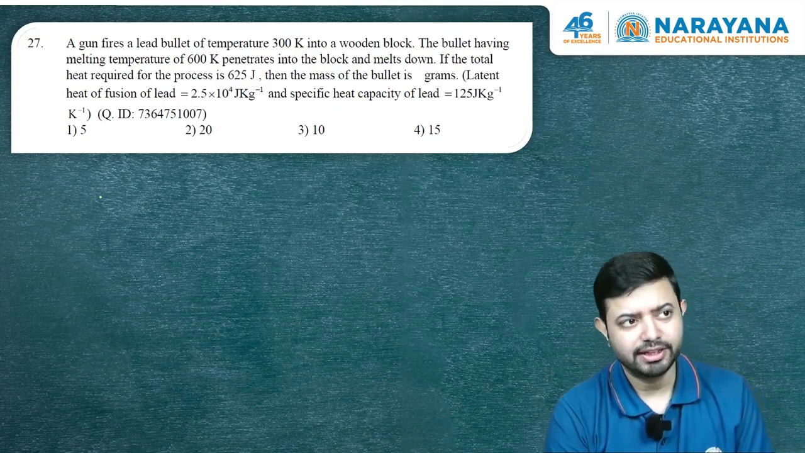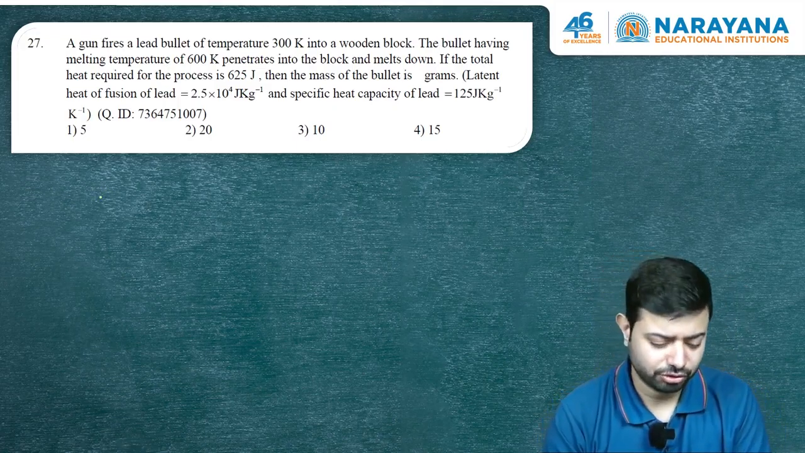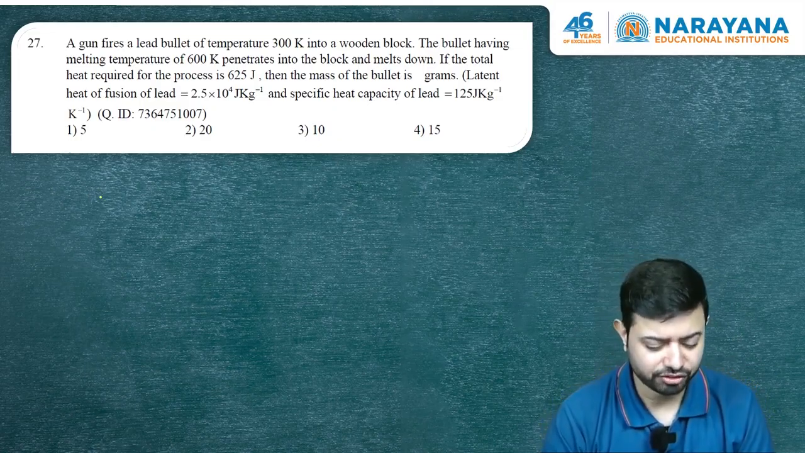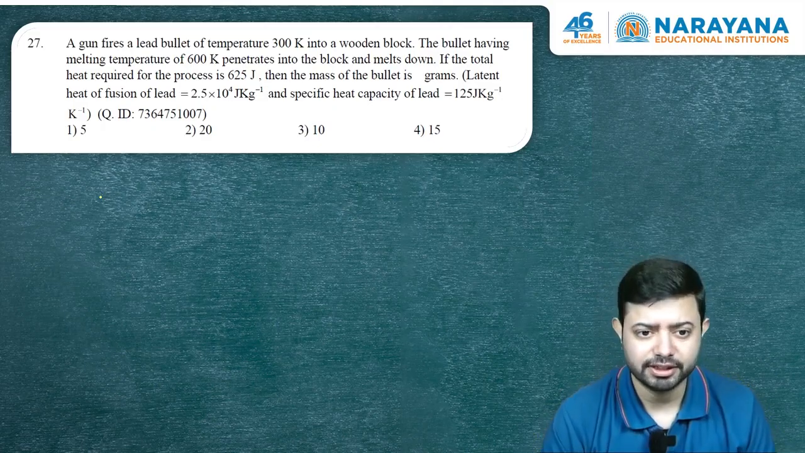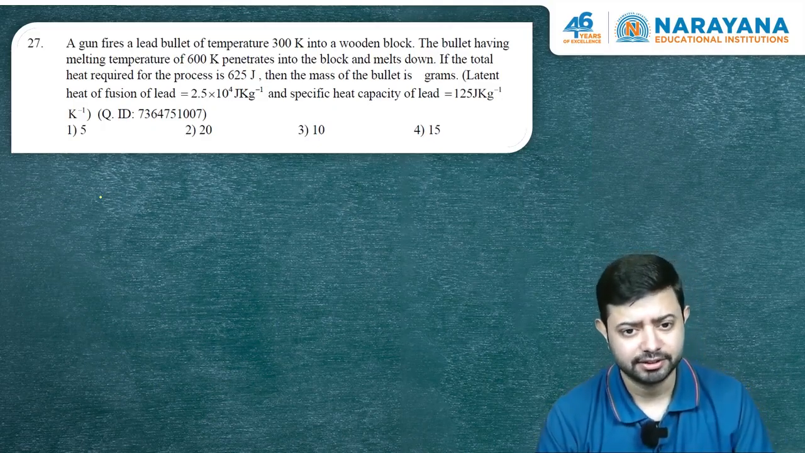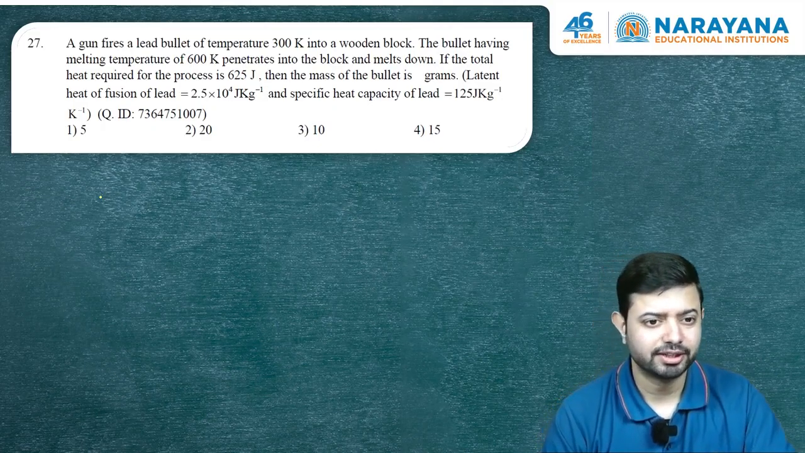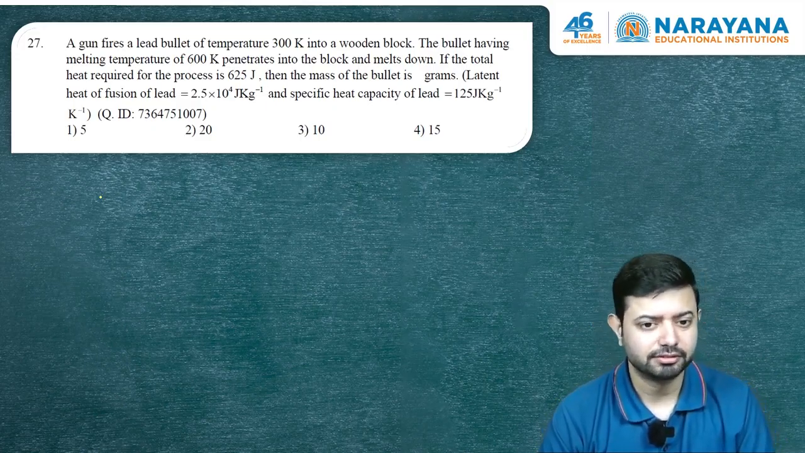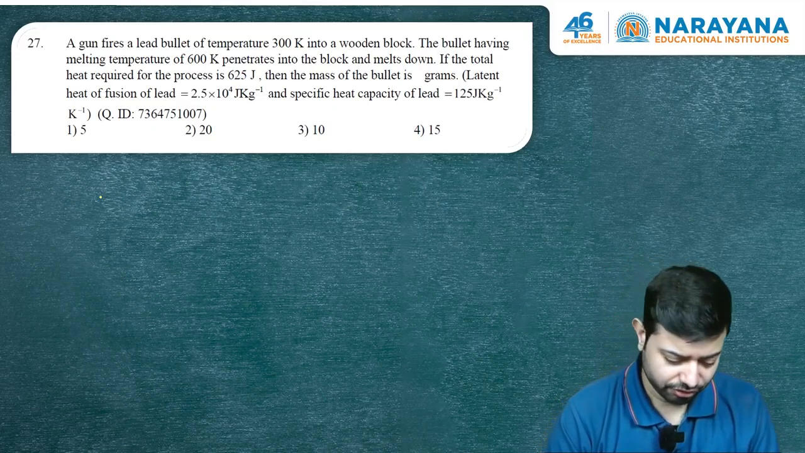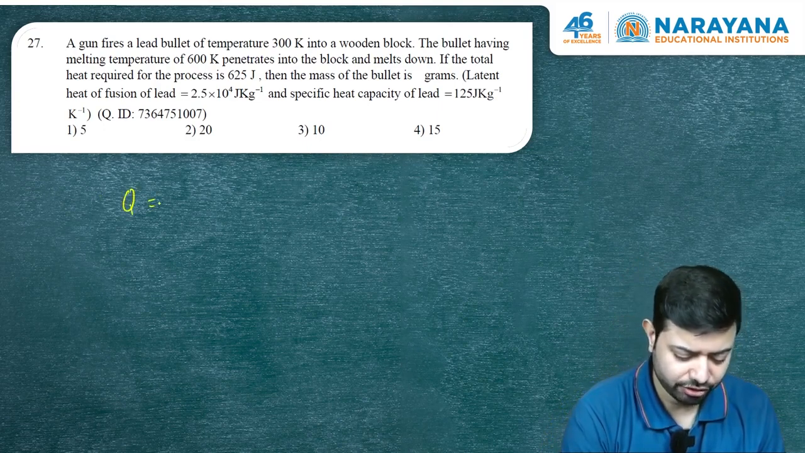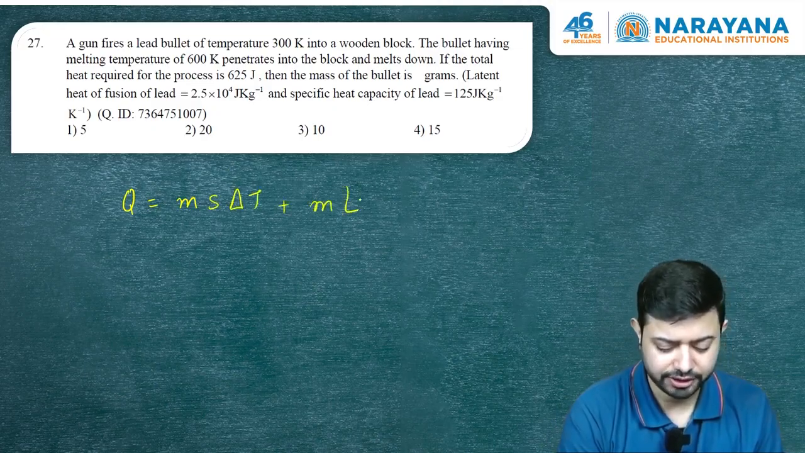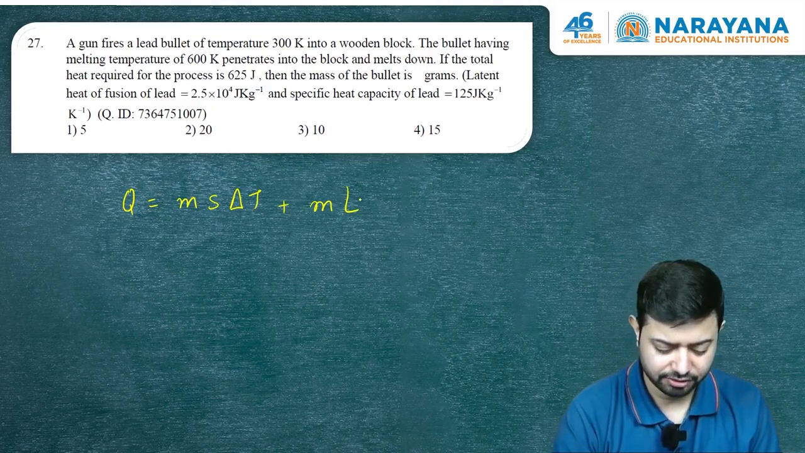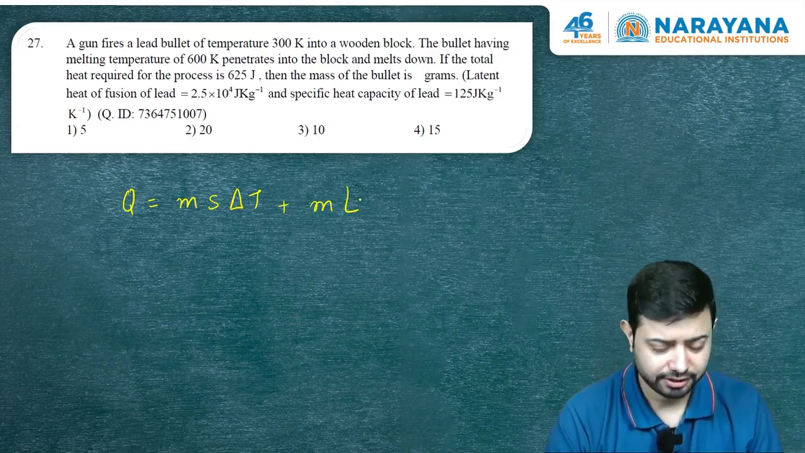Because there will be energy, some amount will be used to increase the temperature up to 600 Kelvin. After 600 Kelvin it will not increase further, it will melt. So some amount of energy will be used to increase the temperature and some amount to melt it. So what should be the formula? The Q that is going to be absorbed should be m S delta T plus mass into latent heat of fusion. This comes from the chapter of calorimetry.